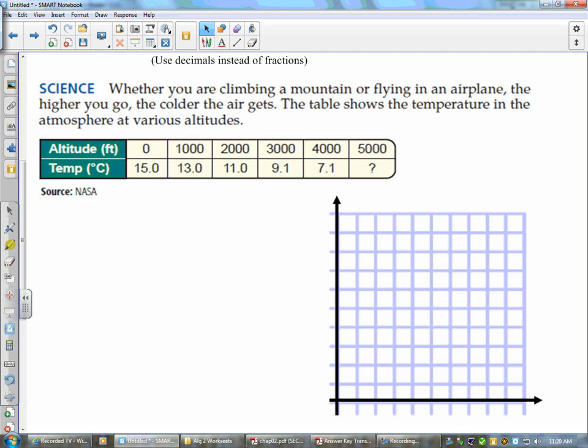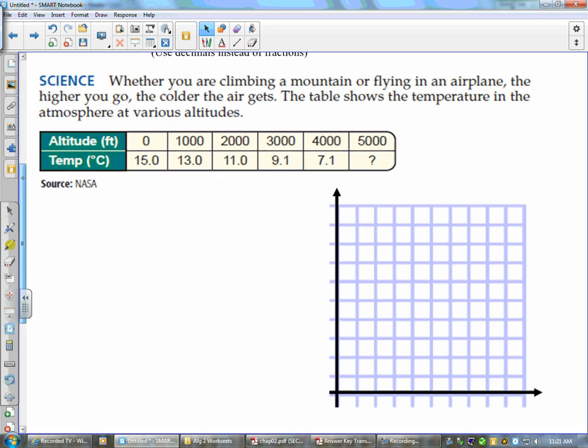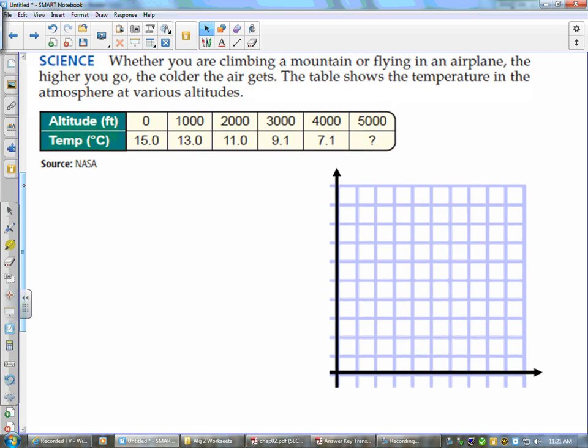Whether you are climbing a mountain or flying in an airplane, the higher you go, the colder the air gets. The table shows the temperature in the atmosphere at various altitudes. So they're going to give us a table with altitude and temp. And the first thing you want to do is decide, okay, what is my independent variable? What's dependent? What decides what?